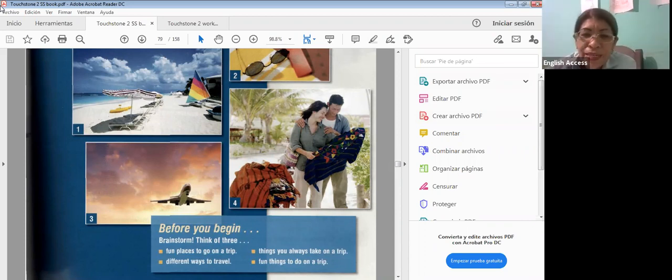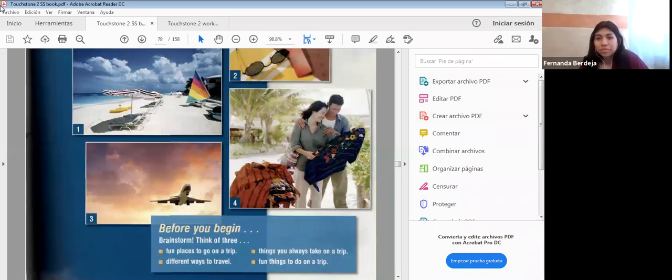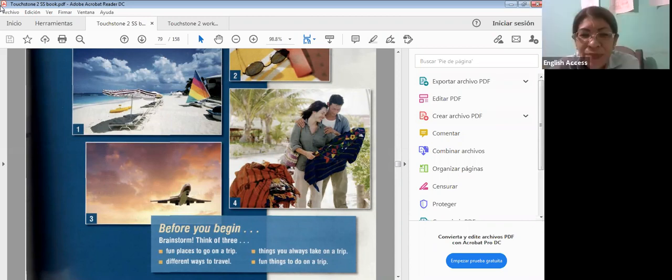Okay, so let's begin. Number one says, think of 3 fun places to go on a trip. What do you have, Fer? Museum, a mountain. Mountains. Yes. Okay, you say a museum? The beach, a mountain, the mountains, the museum. Okay, 3.